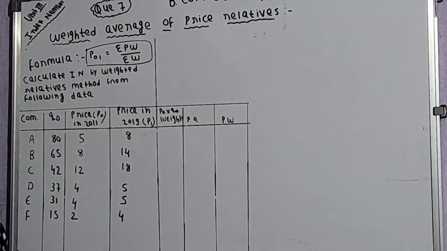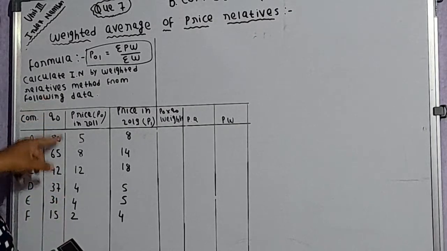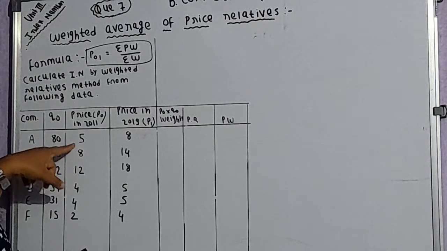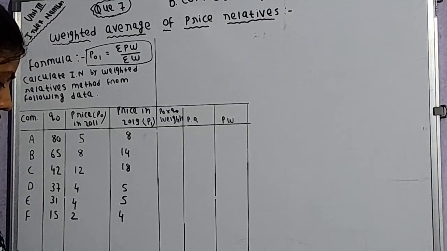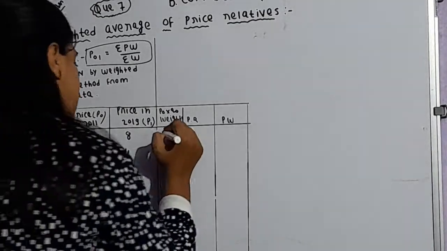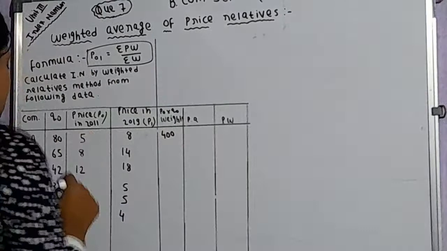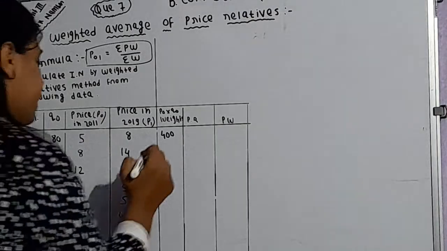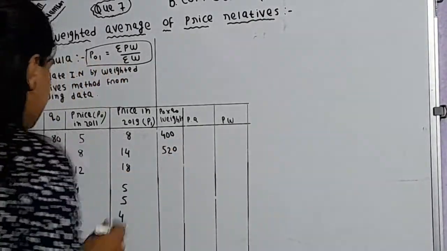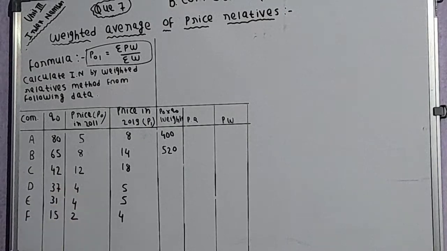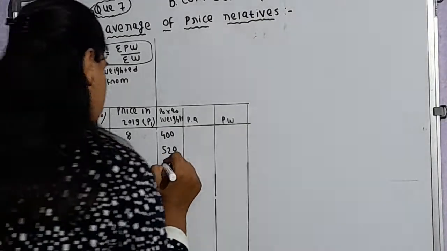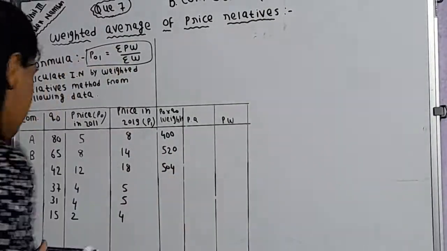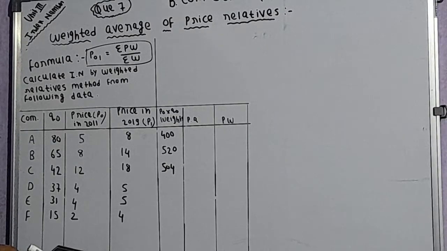So let's start with commodity A. For commodity A, price in the base year is 5 and the quantity is 80. So 80 into 5 comes to 400. For commodity B, it is 65 into 8, so it comes to 520. For commodity C, it is 42 into 12, so it comes to 504.